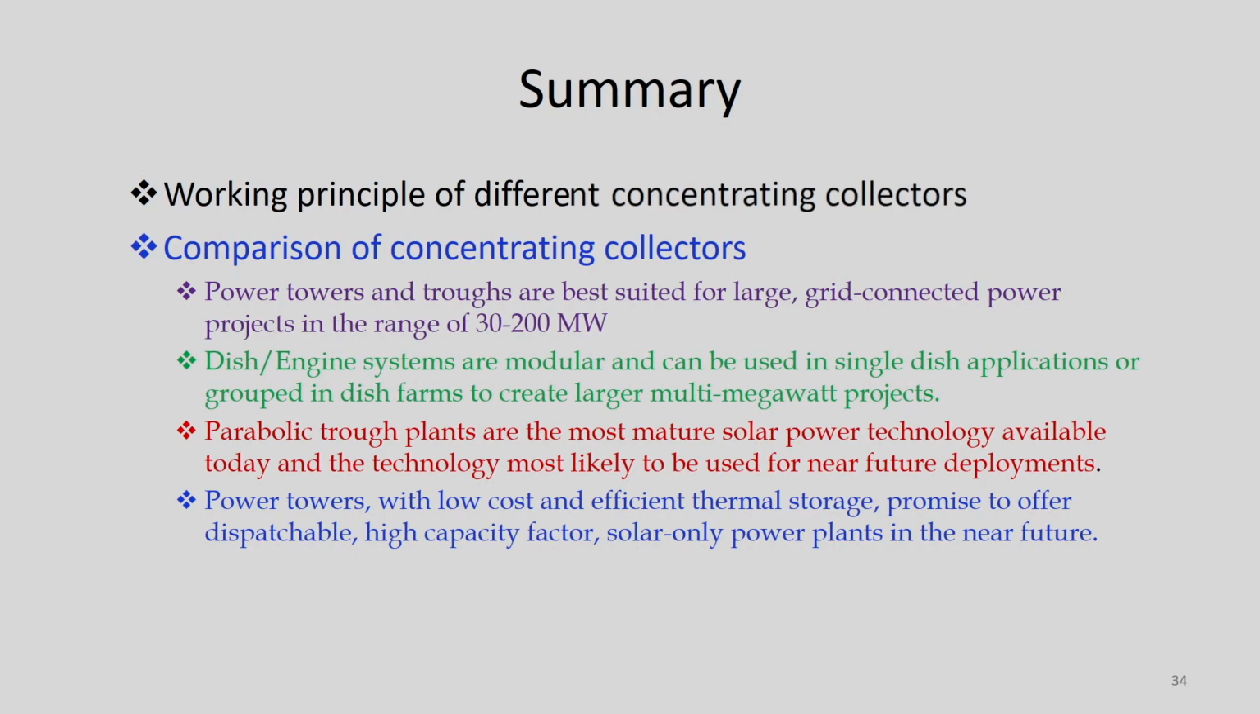The parabolic trough systems are the most mature solar power technology available today, and the technology most likely to be used for near future deployments. The power tower systems with low cost and efficient thermal storage promise to offer dispatchable high capacity factor solar only power plants in the near future.